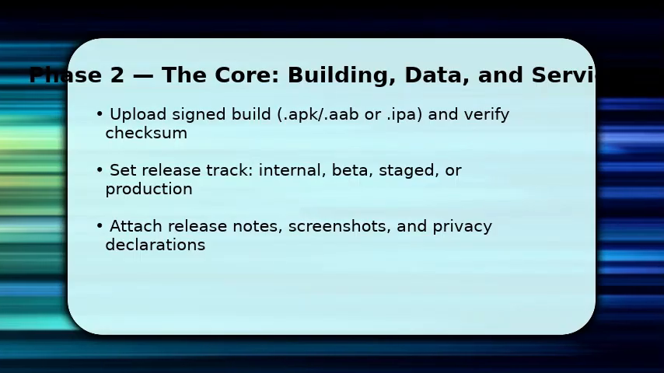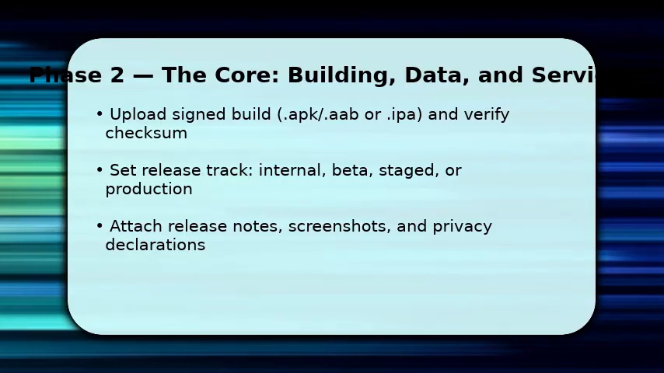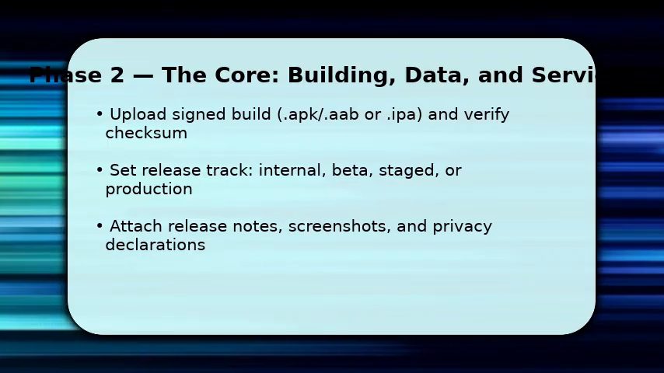Next, upload the signed build to the appropriate track and configure release settings. Choose internal or beta for testing or staged rollout for gradual exposure. Once selected, assign the artifact to that track and verify the checksum matches your local build.